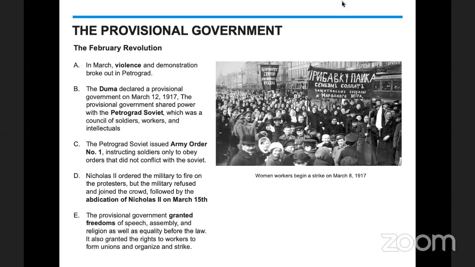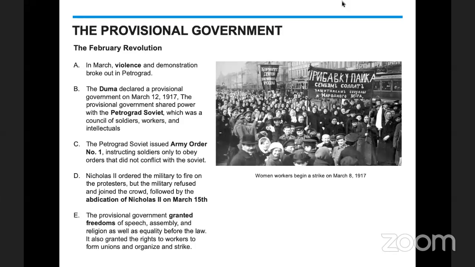And so as this is escalating and the crowd and protests grow, Nicholas II is actually going to order his military to fire on the crowd. And they will disobey that order, and the military will actually join the crowd. So this is a huge moment where he's lost the support of his military. And that will lead to him stepping down. He'll abdicate in favor of his brother, who will refuse, probably rightly, the position.